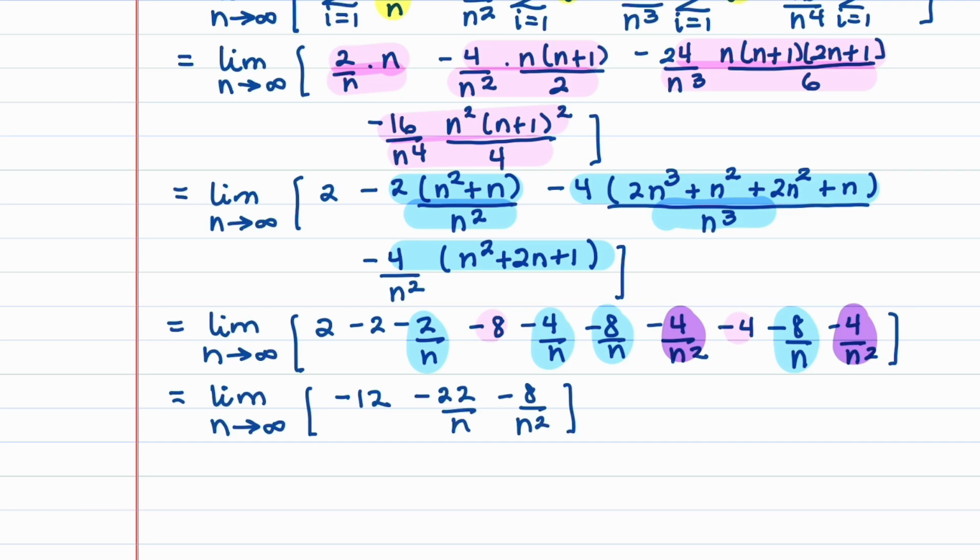Now we're almost done. When we take the limit as n goes to infinity, this term is going to go to 0 because we have infinity in our denominator. And this term is also going to go to 0. So after all of this work, our answer is equal to minus 12. I think the key to doing this problem correctly is making sure that you double check your algebra as you go along.